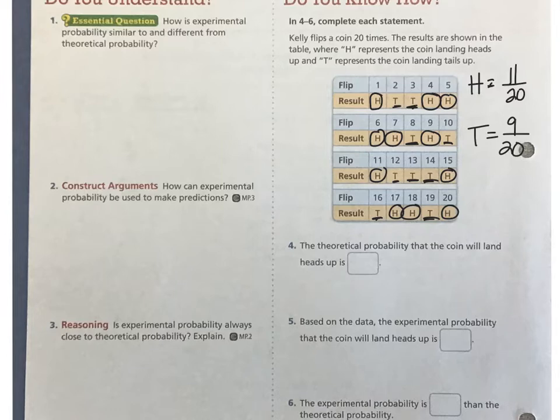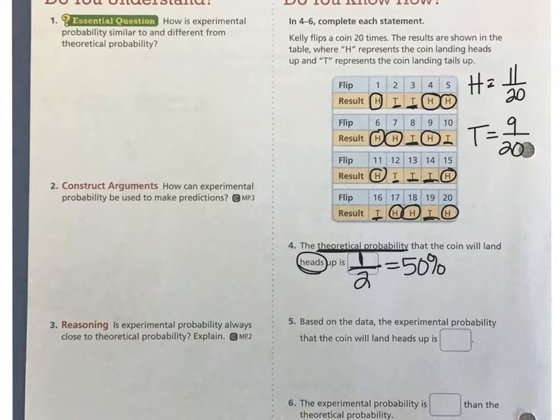Now look at question 4. The theoretical probability that the coin will land heads up is the number of favorable outcomes over the number of possible outcomes. In other words, heads, which is still 1/2 or 50%. Remember, this tells us what should happen when we flip a coin. Half the time it's heads, half the time it's tails.